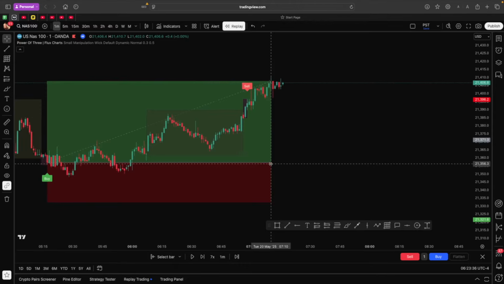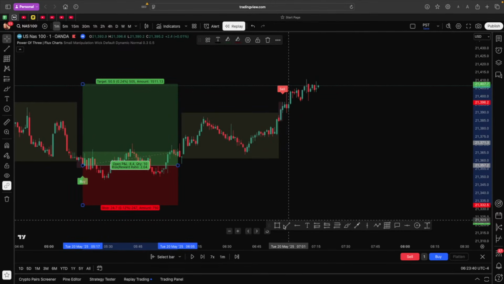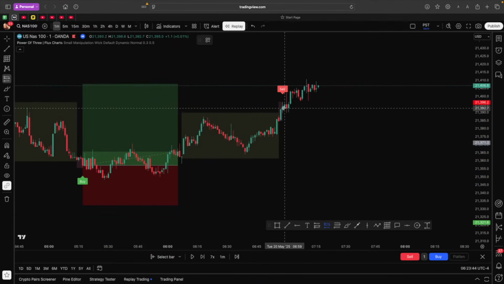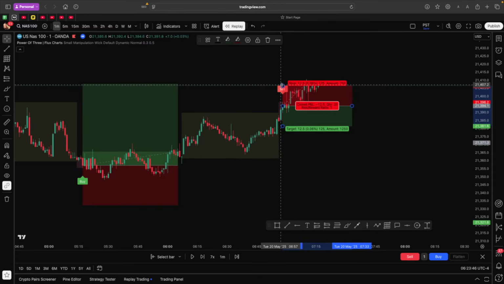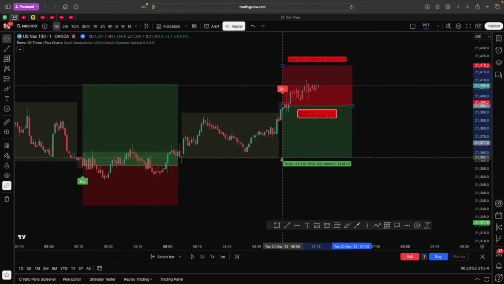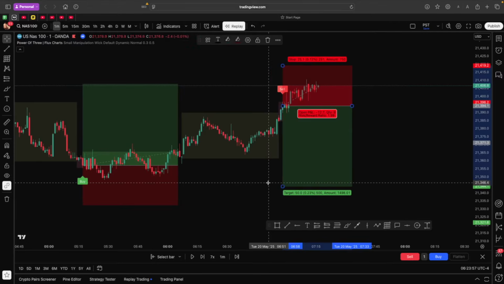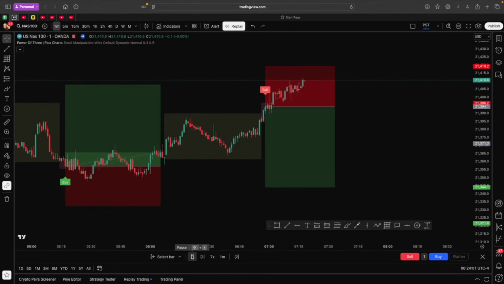And then again, we had our manipulation happening here. We got another sell signal right on this candle here. So we're going to have a 250 pip stop. And we are going to target a 1 to 2 risk reward. Let's play price out.